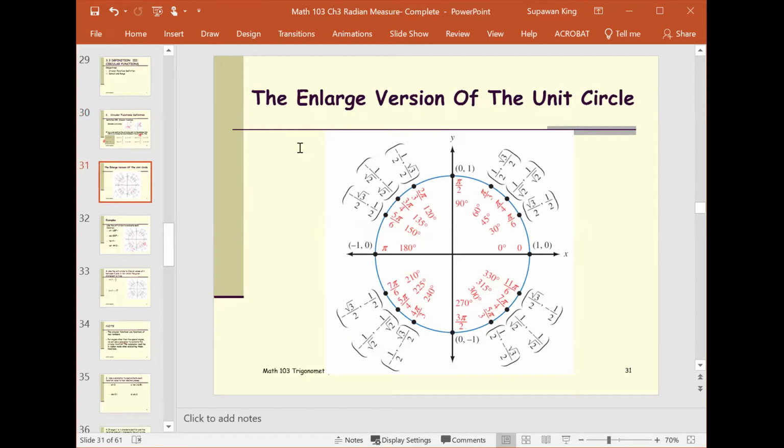In summary, the use of the unit circle, the ordered pair (x, y) tells you about the cosine of an angle theta and the sine of an angle theta, or x equals the cosine of an angle theta, y equals the sine of an angle theta.